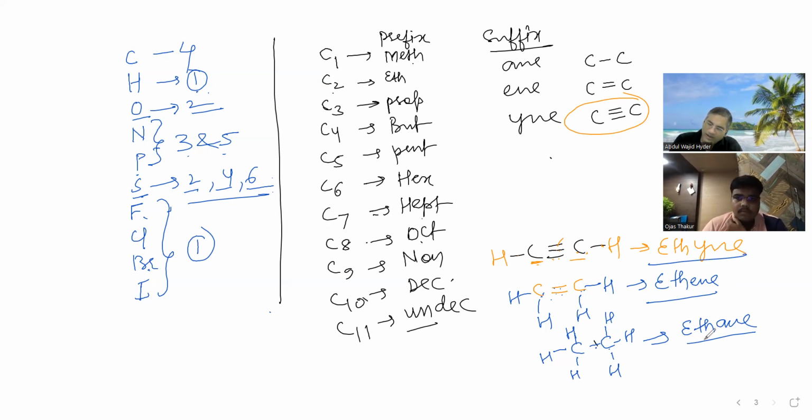So eth. And if a single bond is there, then ane. Double bond is there, ene. Triple bond is there, yne. So like this we'll do. This is a very basic thing.